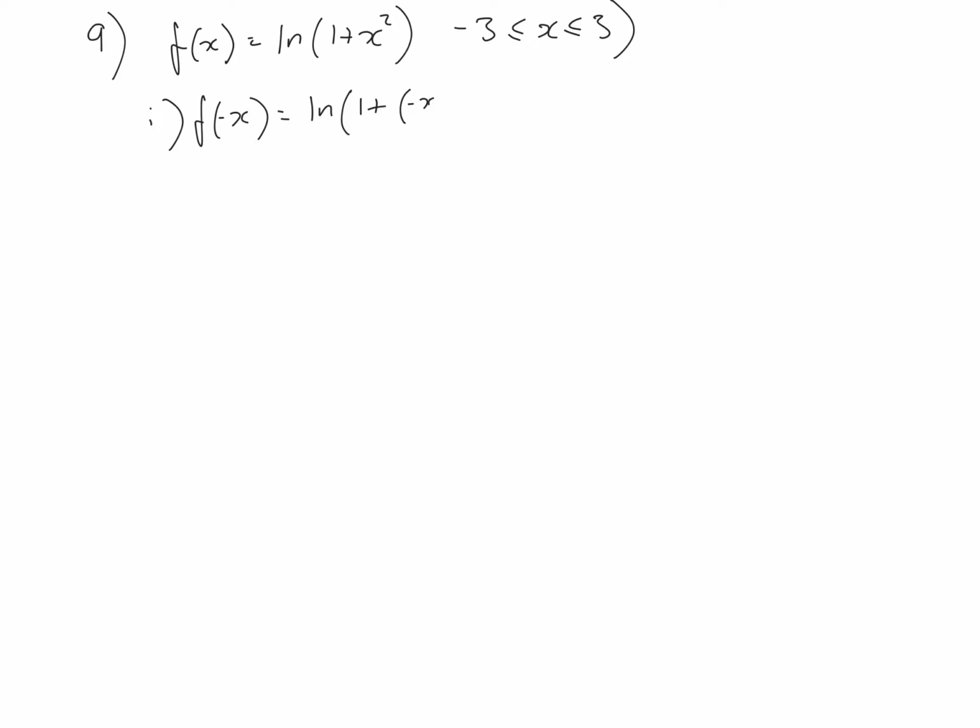Okay, question 9. f of x equals ln of 1 plus x squared and has domain minus 3 to 3. Show algebraically that the function is even. So we want to show that f of minus x equals f of x. So f of minus x equals ln of 1 plus minus x squared, which equals ln of 1 plus x squared, which equals f of x. So it's even.